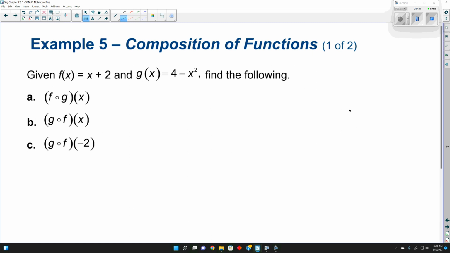Now we look at f of g of x, the first one. So we have f of g of x. Now f of x. We start off with the center, so g of x. Now what is g of x? 4 minus x squared. Now since we're just talking about g of x, realistically what we're doing is we're replacing x with x. It's not changing. So we still have 4 minus x squared.